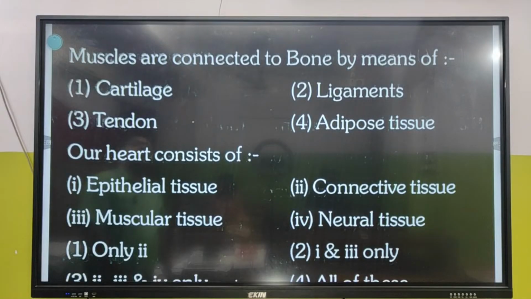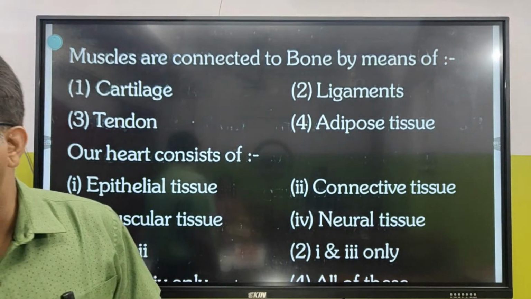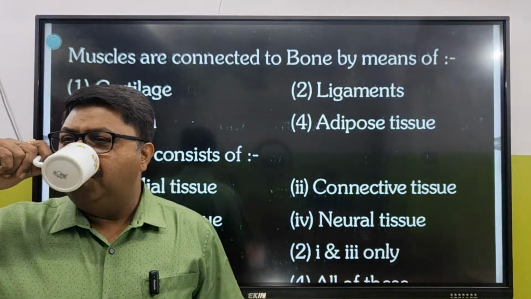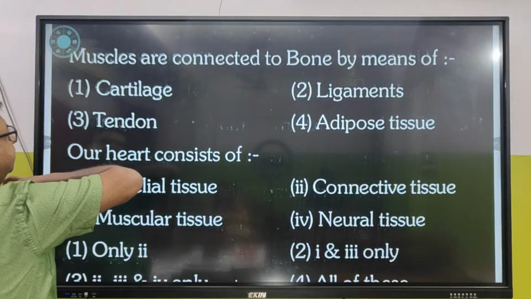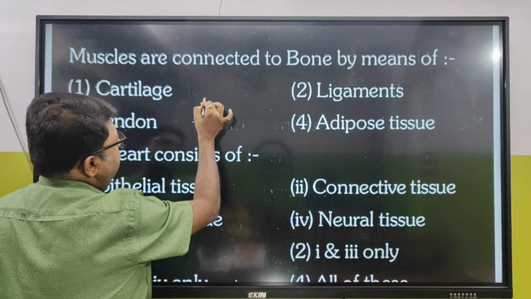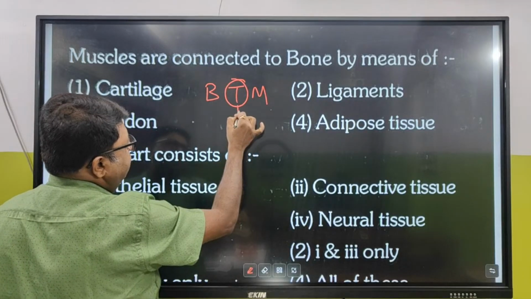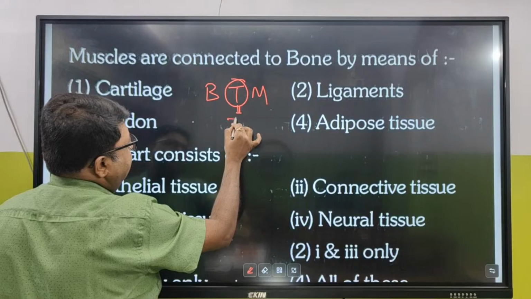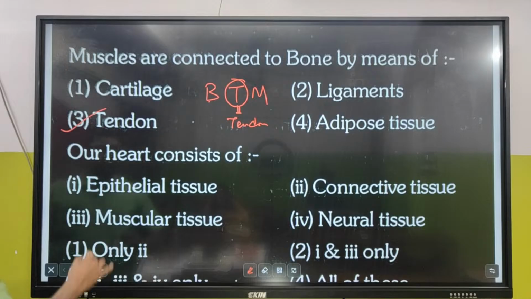Muscles are connected to bone by means of. BTM, this is how you have to remember it. Bone is connected with muscles by tendon. So tendon connects. Okay.